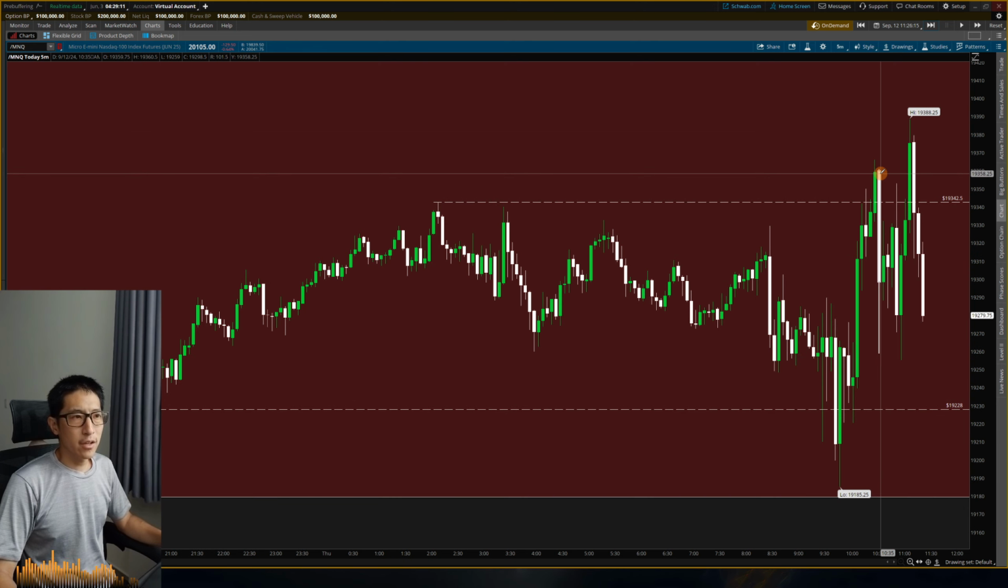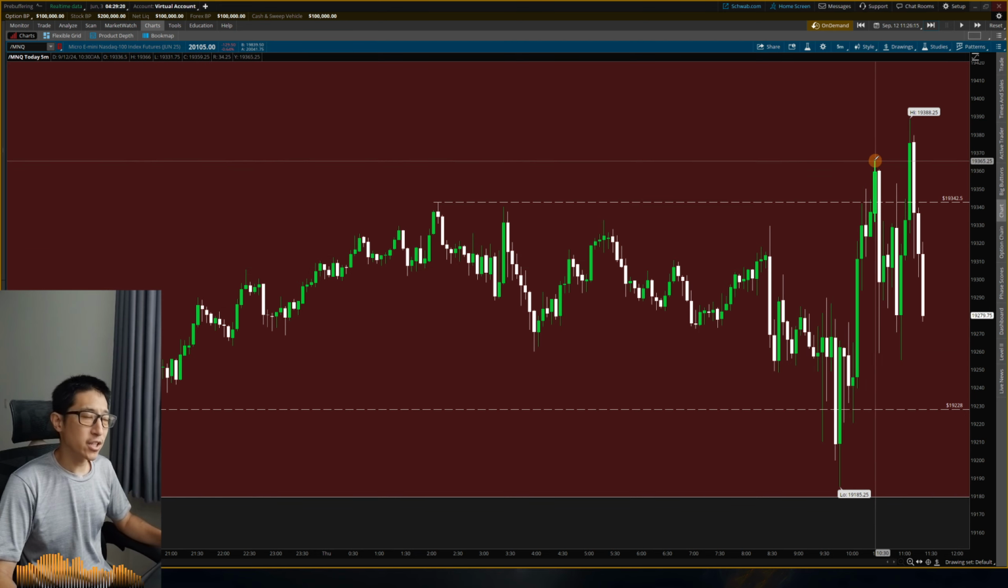All right, so after taking out the buy side, we did have a pretty big drop down, but it went back into this fair value gap, whipped up, and consolidated here a little bit before coming up for the buy side one more time, taking out this swing high. Now it's kind of coming down.